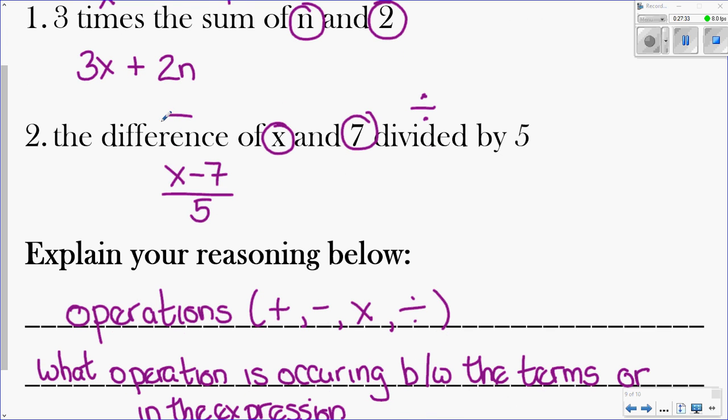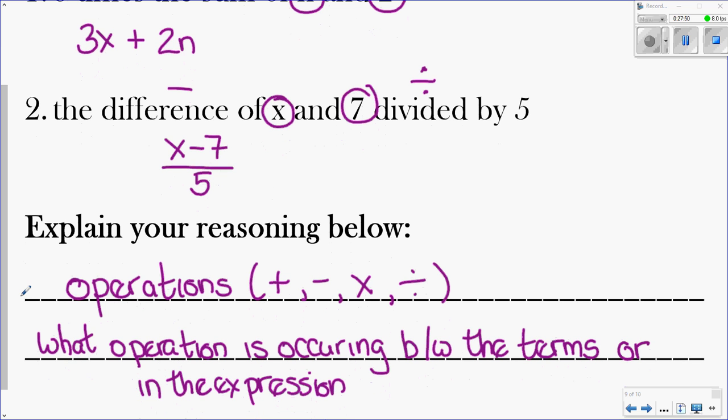So without these operations, you wouldn't have an expression. It would just have numbers floating all over the place. You don't know where to go with them, what to do with them. They'll be just waiting for something to happen. So you need to have operations because it tells you what is occurring between the two terms, the relationship between the two terms, or the expression itself.